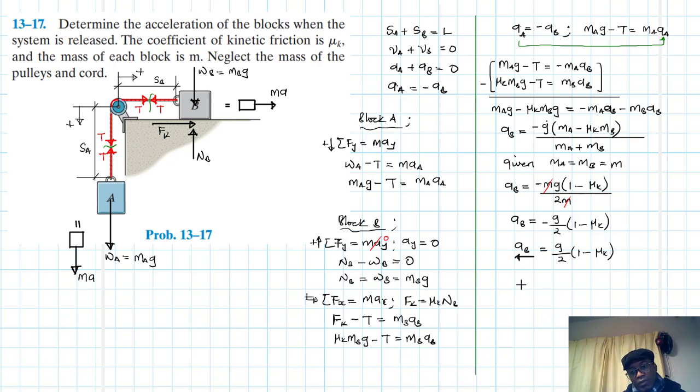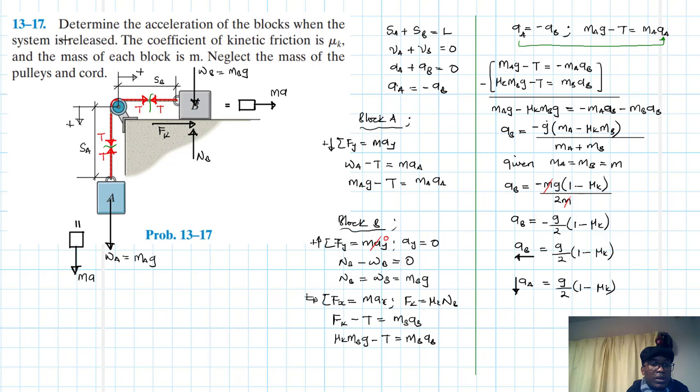Alright. And if this is the case, therefore a_A, okay, our a_A will not have any minus, it will just be positive. a_A is just going to be equal to g divided by 2, 1 minus mu_k. And the direction for this is just going down like so. Right, so let's also solve T if you want to. We can work out the T. What's the value of T there? So if we are to replace a_A in here, this equation. So let's solve for T.